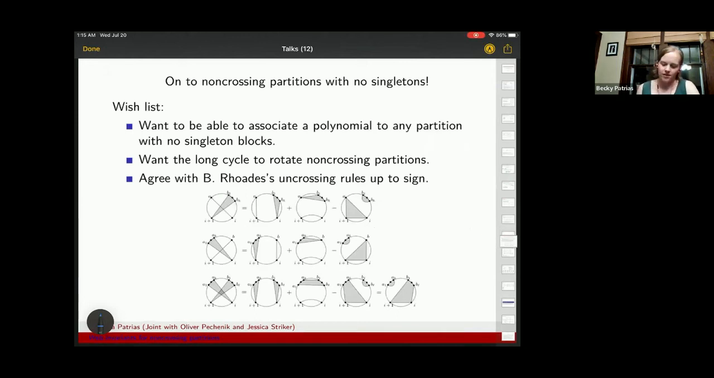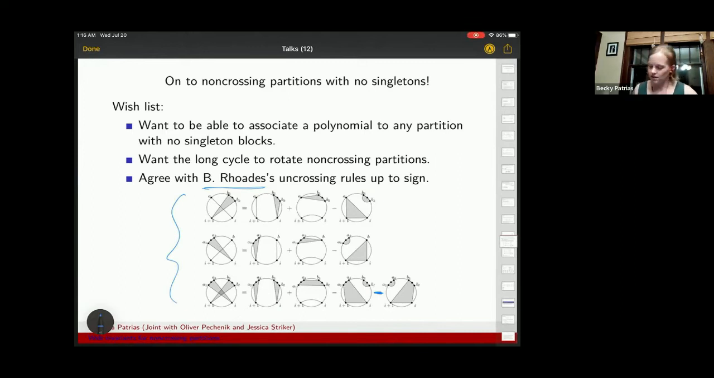All right, so what do we want? Again, we want to be able to associate a polynomial to any partition with no singleton blocks, so no blocks of size 1. We want a nice Sn action on this. So in particular, we want the long cycle to rotate our non-crossing partition. We also want to agree with some previous work of Brendan Rhoades. Brendan explored this just diagrammatically, not looking at polynomials, just looking at pictures. This is not an equality. And he has these crossing rules that he found. So we want our world to agree with his crossing rules up to sign. So that's our wish list.